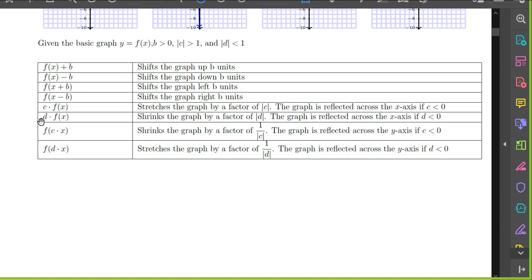If the number multiplied on the outside is less than 1 in absolute value, it's going to shrink the graph, and if it were a negative number, it would also reflect over the x-axis. The last two are as if the composition is on the inside; it also does some stretching and shrinking.